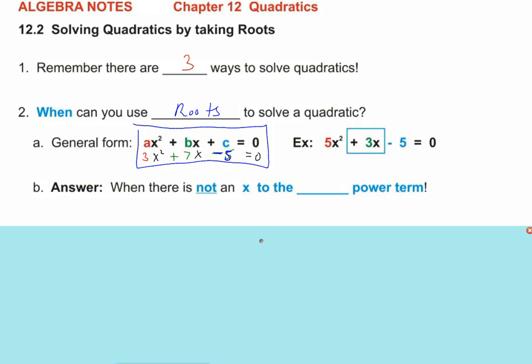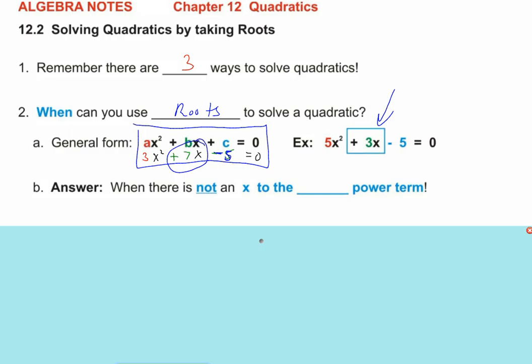Okay, well, there's a middle term, and that's the issue right there. And you can see in the second example, that's the issue right there. There is a variable to the first power term. When that is the case, you cannot take the square root of both sides, with one exception, and that exception we'll talk about a little bit later. So if there is a variable to the first power involved in the equation, then you're going to try to set it equal to 0 and factor it, like we did last night. If not, then you can take the square root of both sides and solve it by roots.